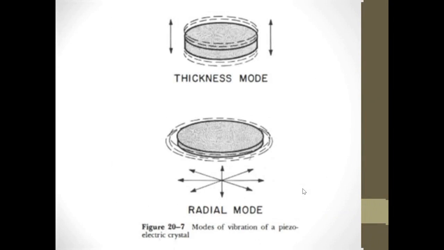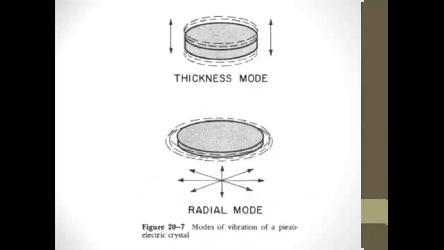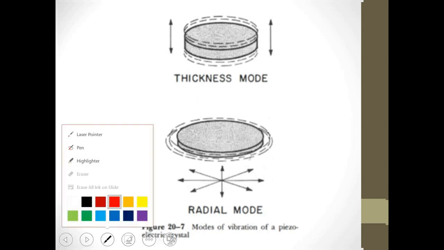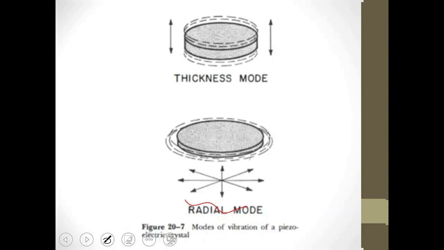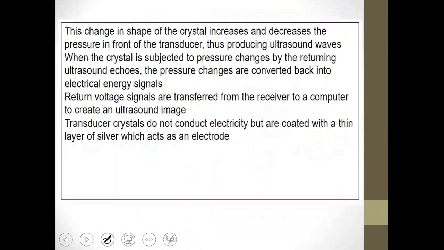There are two types of motion that can occur in a crystal, one called thickness mode and the other called radial mode. This motion can be like what you see here, which is from top to bottom, or the radial mode, which is motion in every direction concerning the crystal. This is called radial mode. It means that the motion occurs in all directions. The crystal behaves in a thickness mode, which is from up to down, and this can be the compression or motion that occurs.